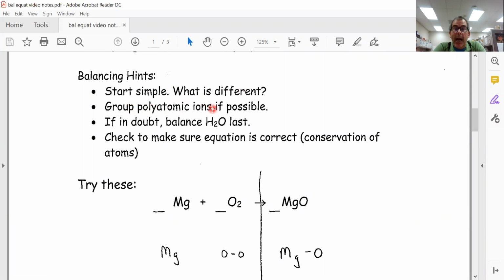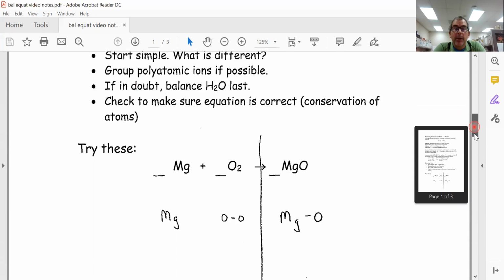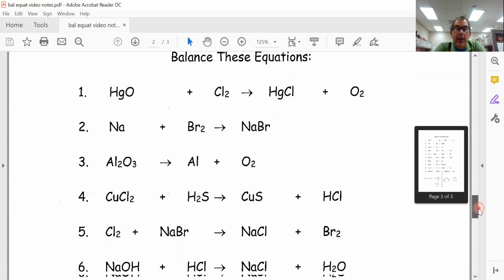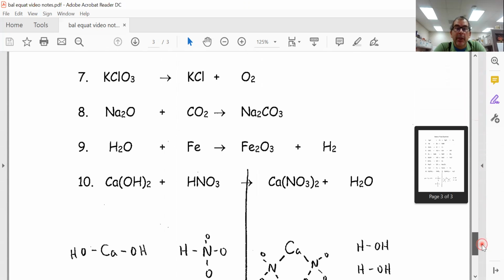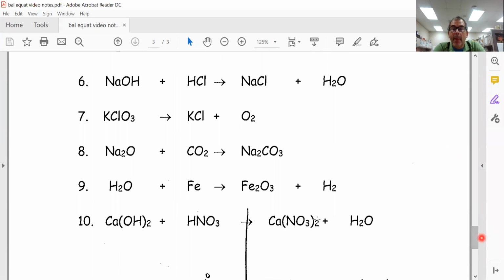Group polyatomic ions if possible. So we're going to do some of that. And if in doubt, balance the H2O last. We're also going to do that. So let's go back here and try a couple of those things with this problem.